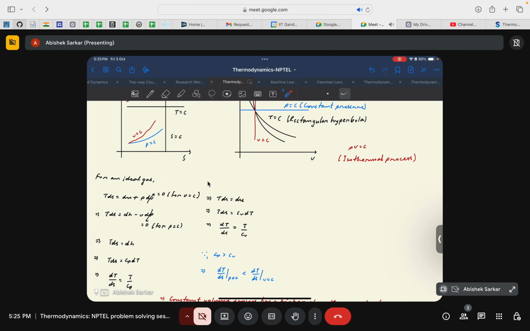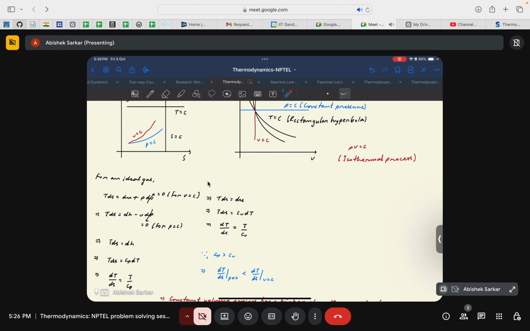Similarly, we have the other relation, TdS is equal to dH minus VdP. For a constant pressure process, the dP part becomes equal to 0 since P is constant. So we have TdS equal to dH. Now from the first relation, we got that TdS is equal to du. Then TdS can be written as CVdT. That is, for an ideal gas, the change in the internal energy is written as CVdT.